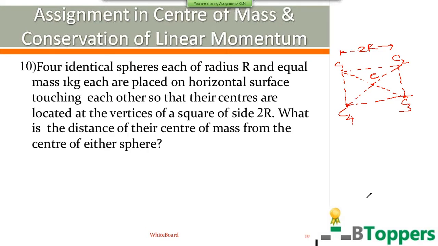In the 10th question, all the 4 spheres are identical, having the same mass. Let C1, C2, C3, C4 denote the positions of the centers of the 4 identical spheres, which lie at the 4 corners of a square on a horizontal plane. The length of each side of the square is 2r. Because all the masses are identical in all respects and each sphere has the same radius, the position of the center of mass coincides with the geometric center of the square. So the distance of the center of the square from each corner will be half of the length of the diagonal.